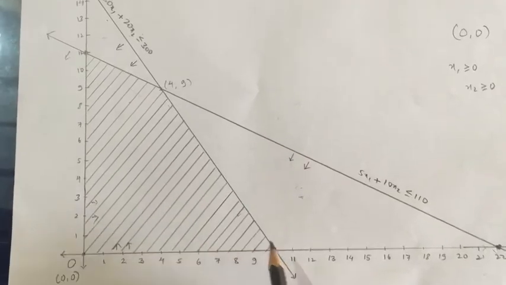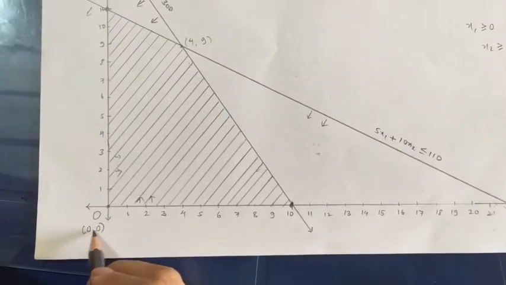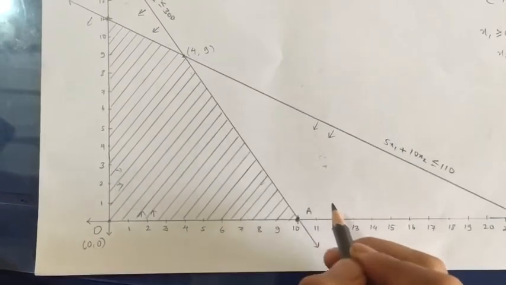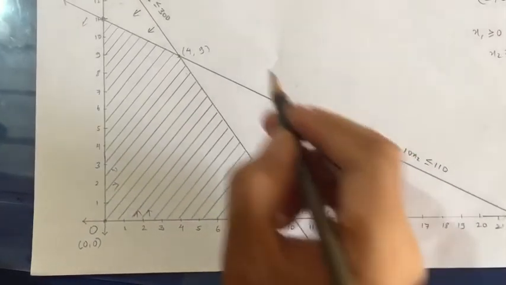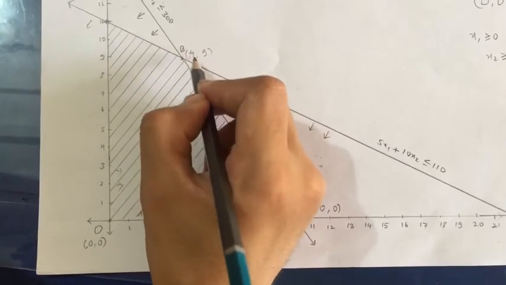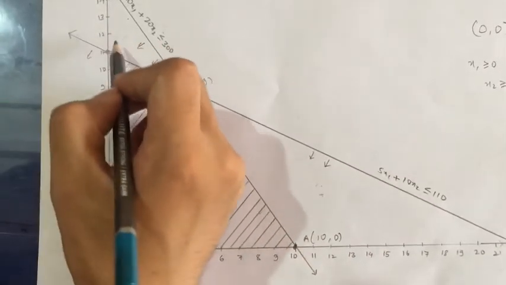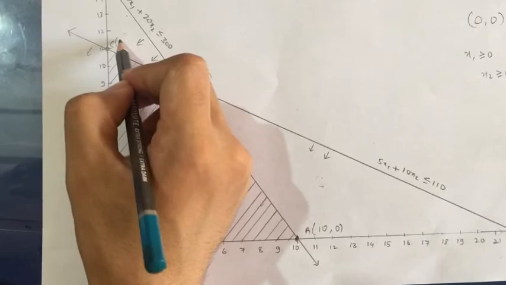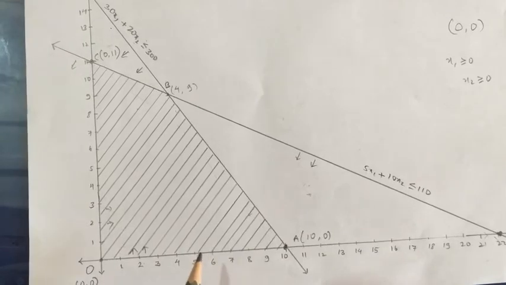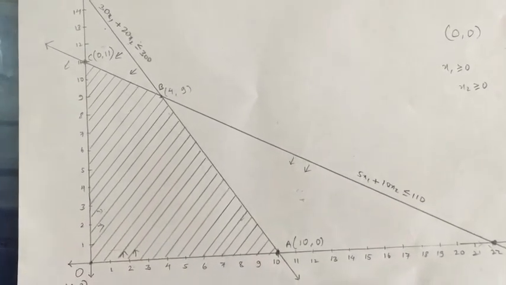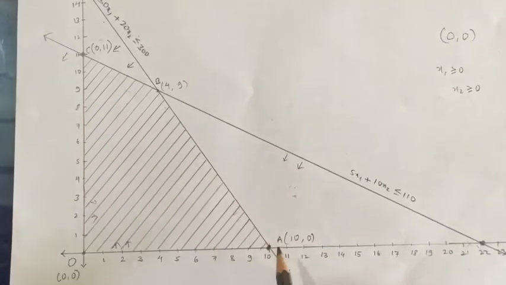Here is a corner, here is a corner, here is a corner, and here is a corner. This is the origin 0 comma 0. If we name this A, the x value is 10, y value is 0, so 10 comma 0. If we name this B, the x value is 4 and y value is 9. And if we name this C, the x value is 0 and y value is 11. So these are the corner points. Now we have to find the solution. The solution will lie in the corner points only, so we have to check the corner points only.